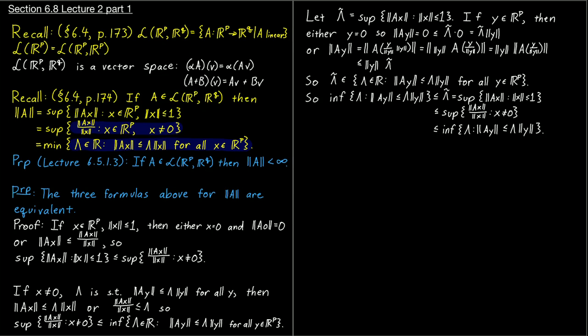And what's more, since lambda twiddle is in this set that we're taking the infimum of, it must be not only an infimum, it must be a minimum. So that completes the proof.